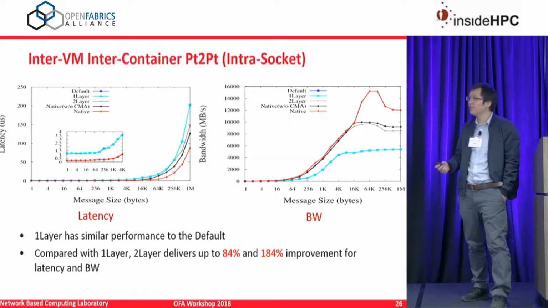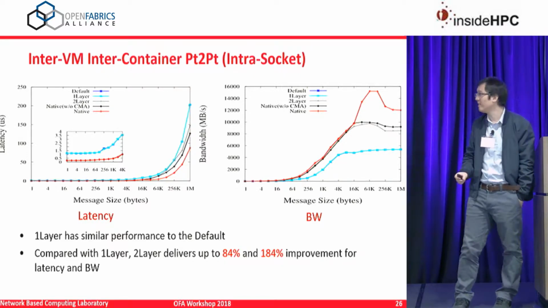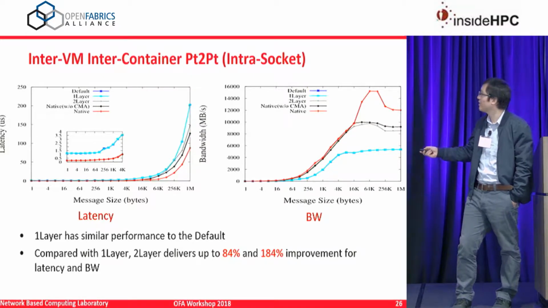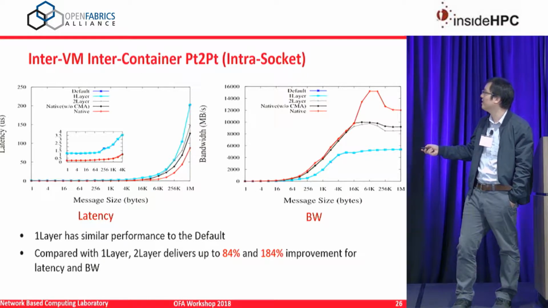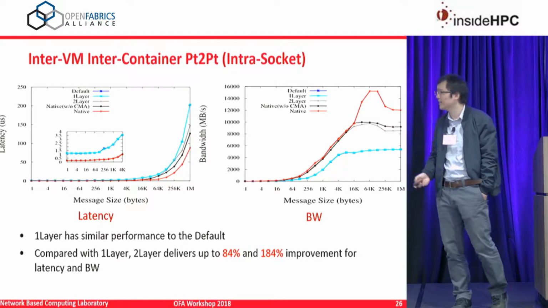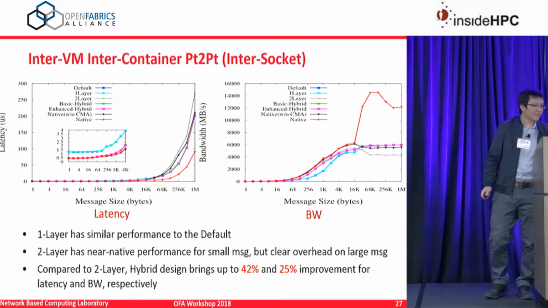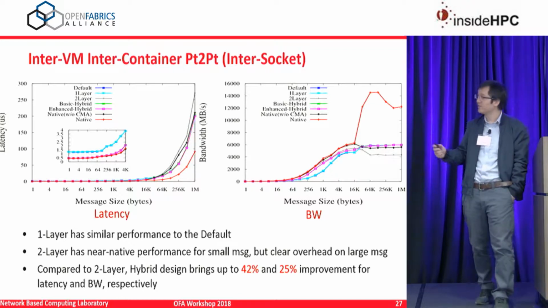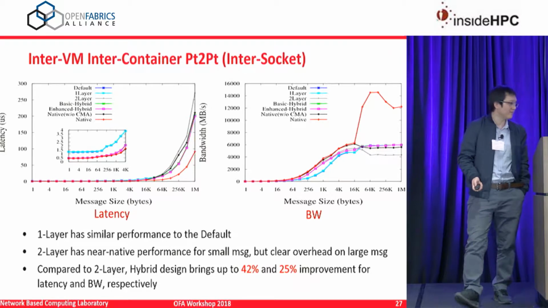Like I mentioned earlier, either for the Docker design or for the KVM design, we only do one-layer locality detection. With this, we see that one layer is not performing the best. For example, for bandwidth, the one layer is only here. But with our two-layer design, we are able to get much better performance, like 84% improvement. That was for inter-socket. Now for inter-container communication, similarly, we are able to get 42 and 25% improvement.